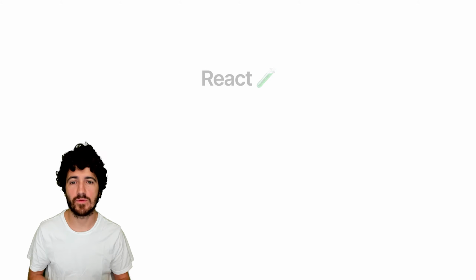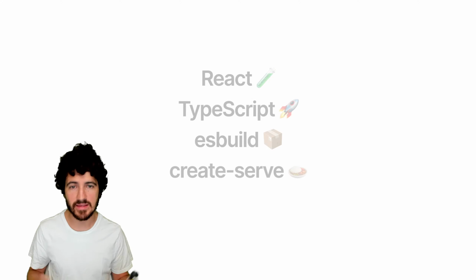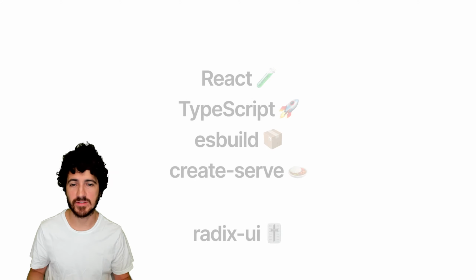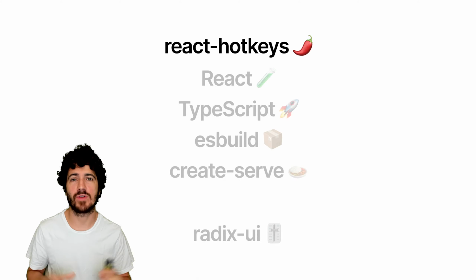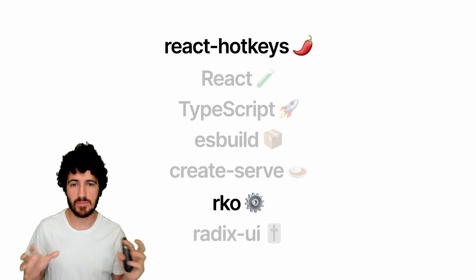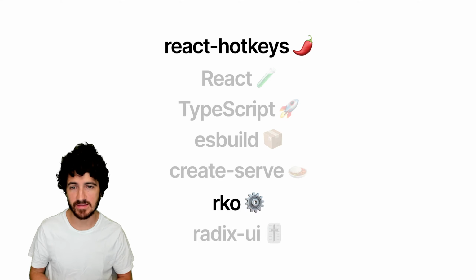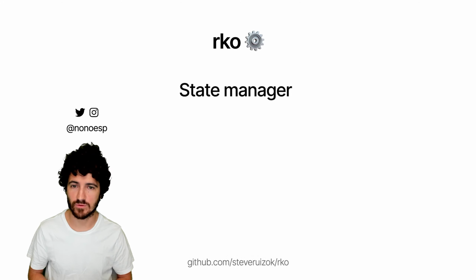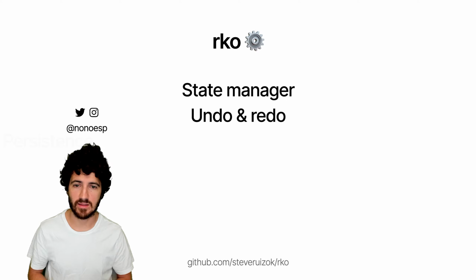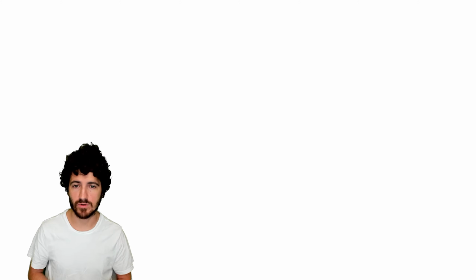As we've done before, we've taken a look at React and TypeScript and ESBuild and create serve in Live 46. Today, we're going to focus on React hotkeys and React RKO. As I mentioned, this is one library for key shortcuts and the other one is for managing state. And I have here the covers for what these are. And we're going to be going more in depth in this when we record our tutorials.